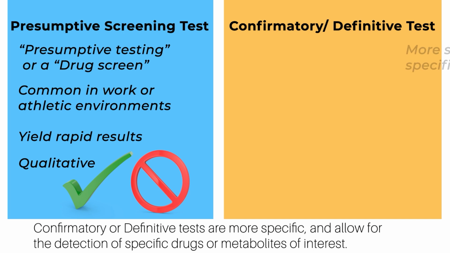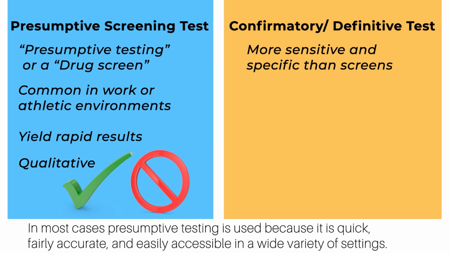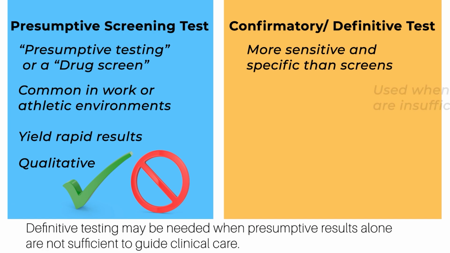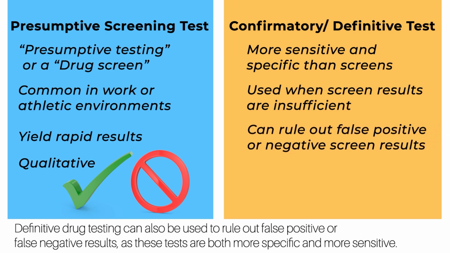Confirmatory or definitive tests are more specific and allow for the detection of specific drugs or metabolites of interest. In most cases, presumptive testing is used because it is quick, fairly accurate, and easily accessible in a wide variety of settings. Definitive testing may be needed when presumptive results alone are not sufficient to guide clinical care. Definitive drug testing can also be used to rule out false positives or false negative results, as these tests are both more specific and more sensitive.